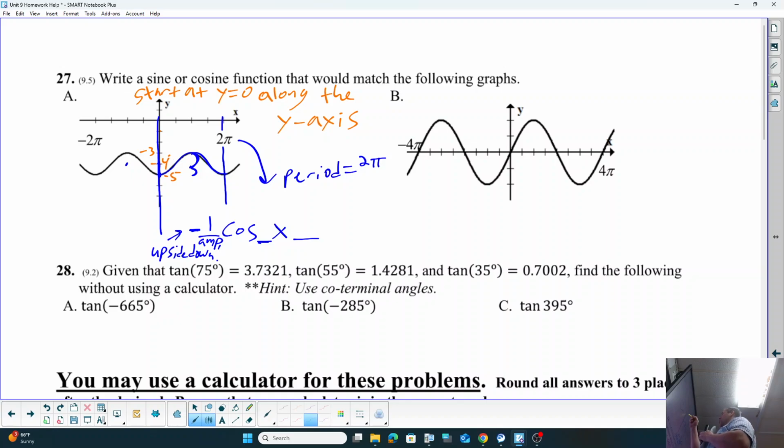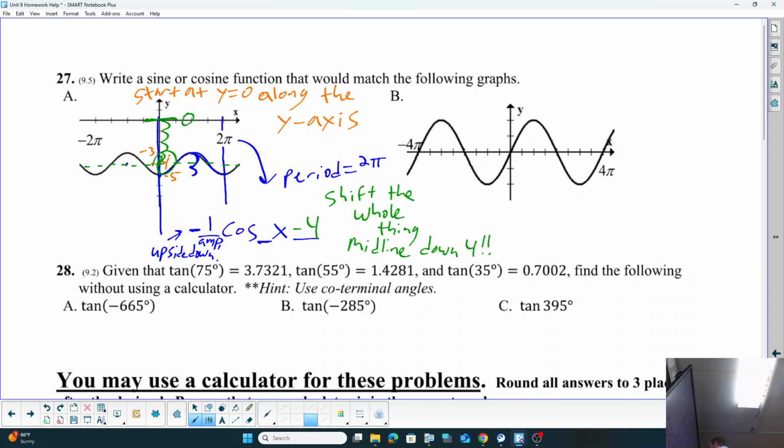We did do a midline shift at 0. And so this middle value there was up here. And so we went 1, 2, 3, 4. So negative 4, because we shifted the whole midline down 4. So that's negative 4.